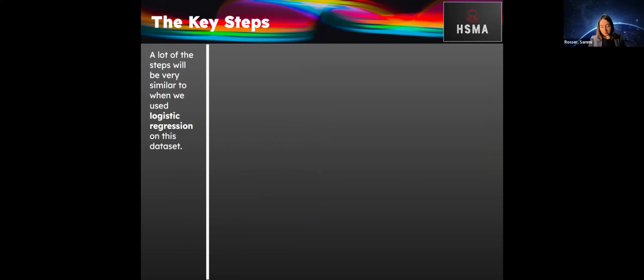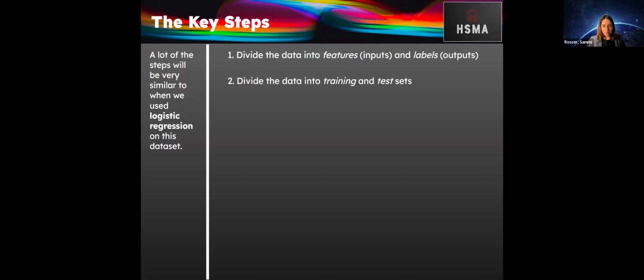Now, what you'll love to know is that the key steps of this machine learning process are extremely similar to logistic regression. We divide our data into features and labels. So our features might be, for the Titanic dataset, what cabin they were in, what passenger class they were, how old they were, male or female. And our label, our output, is just a single column. It's just, did they survive or did they not? That's what we're trying to predict.